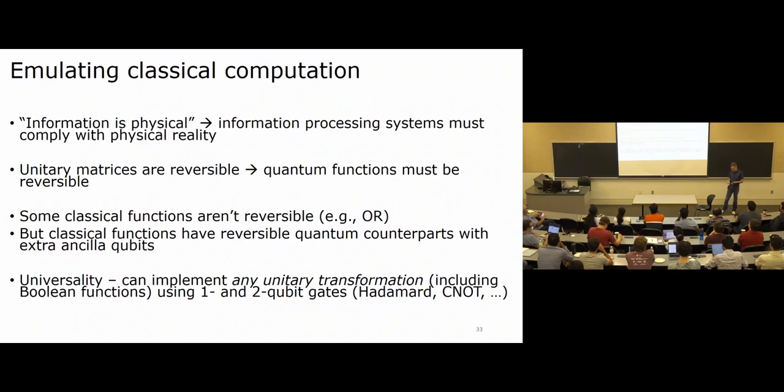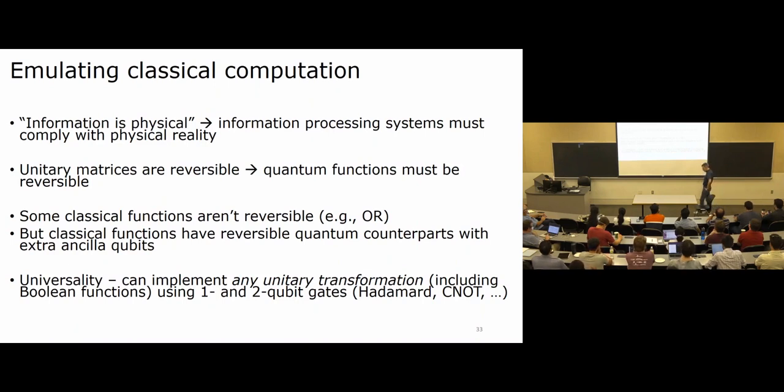So imagine I have two inputs, A and B, and I'm calculating their OR or their AND. In the AND and OR functions, I have a single output. I cannot, from a single output, recreate two input bits. So there are classical functions which are not reversible. And what we can do, it turns out, is add an auxiliary qubit. So we're now going to have more qubits than before. And this auxiliary qubit is called an ancilla qubit. And we will now have a modified reversible quantum counterpart.